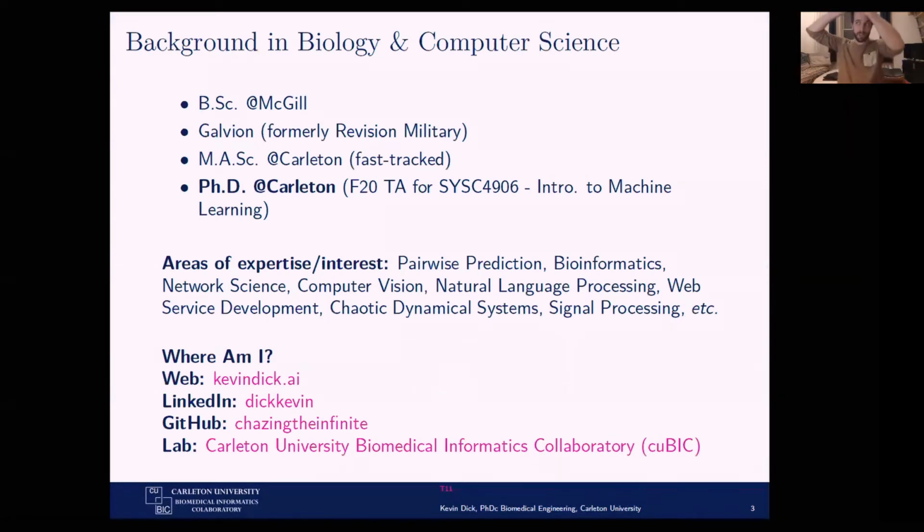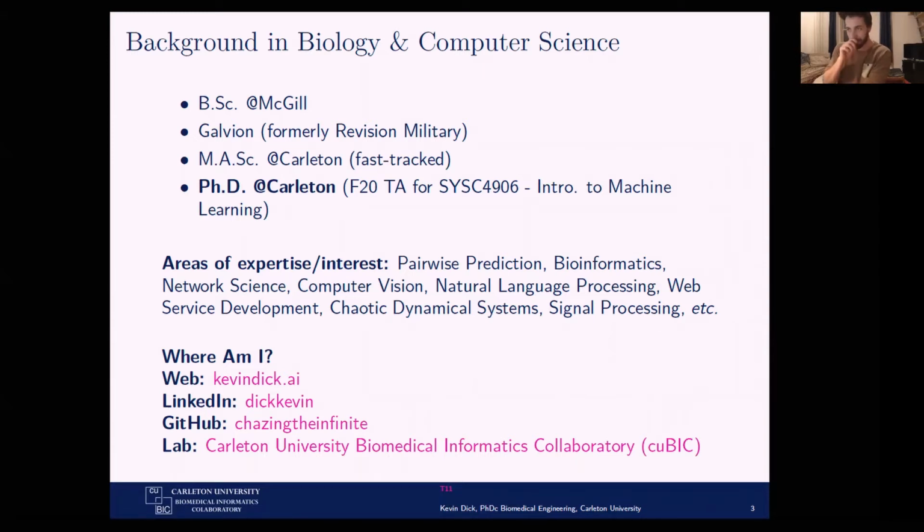My background is essentially in biology and computer science. I did my bachelor's at McGill University, ending in about 2014. Thereafter, I worked for Revision Military, now known as Galvion, in Ottawa. I started my master's, I think in 2016, at Carleton. I then fast-tracked to a PhD, which is what I'm completing now. As I mentioned, in fall 2020 I was a TA for the same course code, but Introduction to Machine Learning instead.